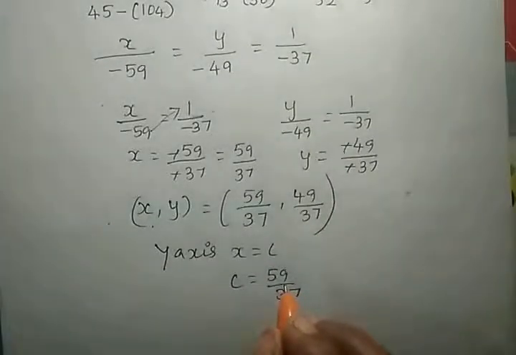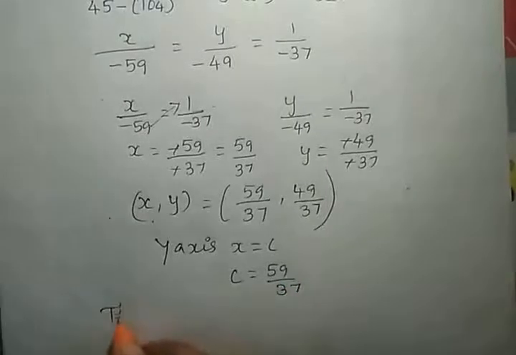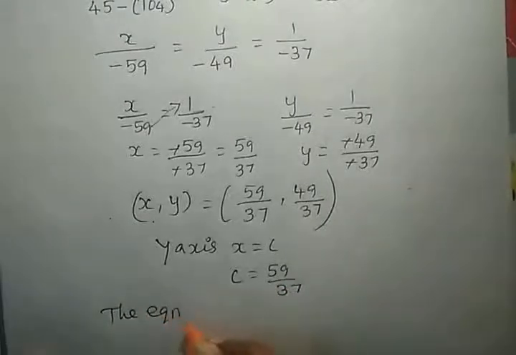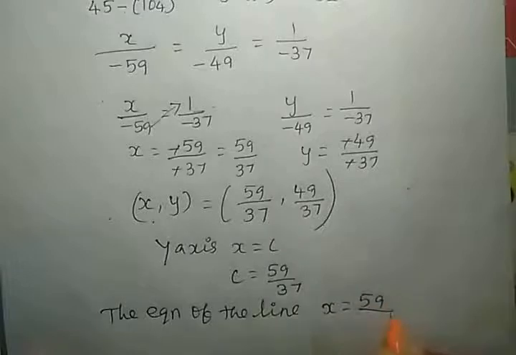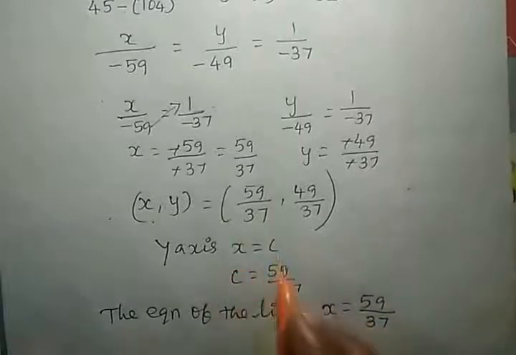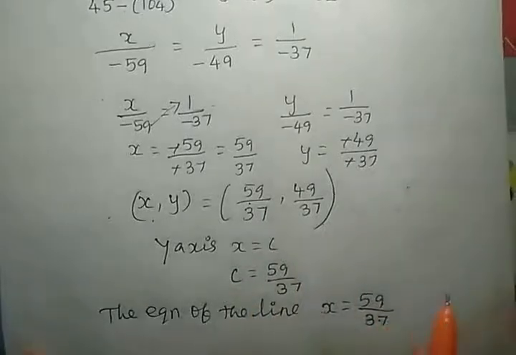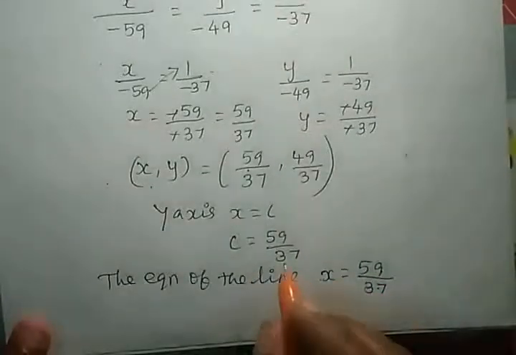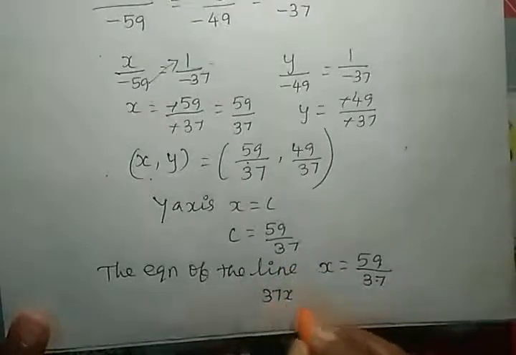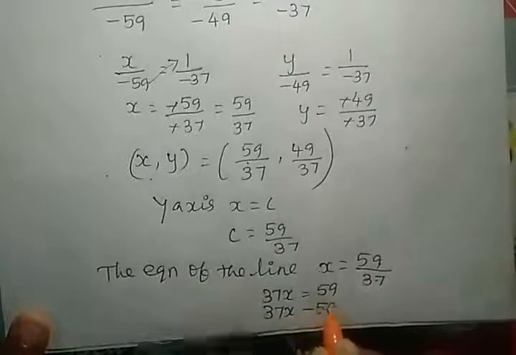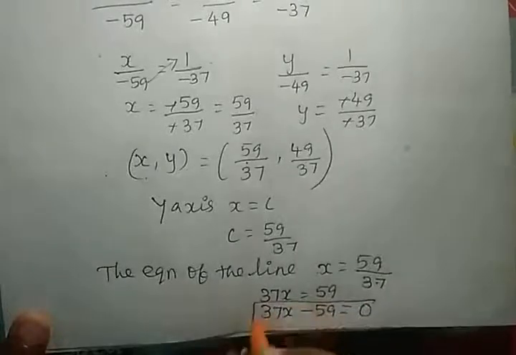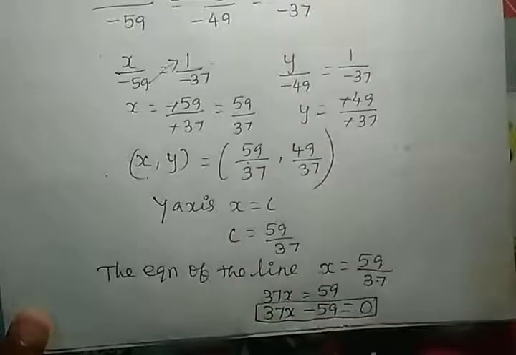So therefore the equation of the line is x is equal to 59 by 37. x is equal to c, c is this one. So x is equal to 59 by 37. So bring the 37 to the opposite side. So that is 37x is equal to 59, that is 37x minus 59 is equal to 0. So this is the required equation.